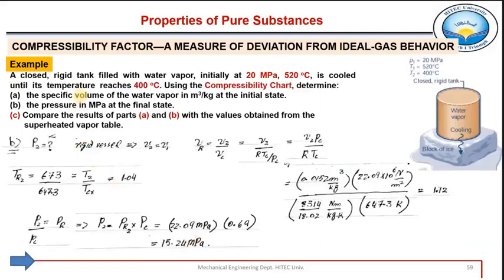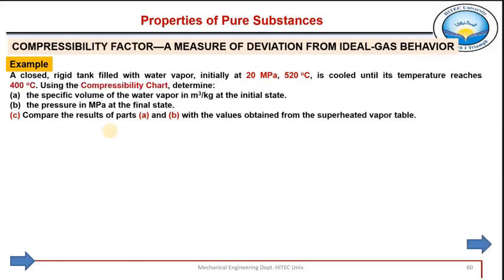So now part A. In part A we have calculated V1 using the compressibility chart. In part B we have calculated P2 pressure. That comes out to be 15.24 megapascal. Now we shall compare both of these values with the real experimental values from the superheated steam table. So let's now find out V1 from the superheated steam table, which we have calculated using the equation in part A.